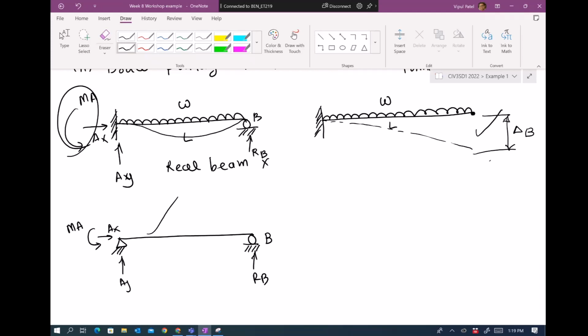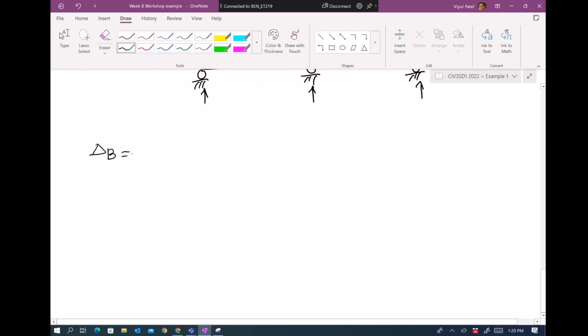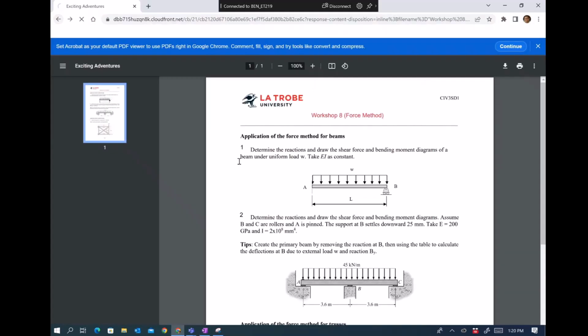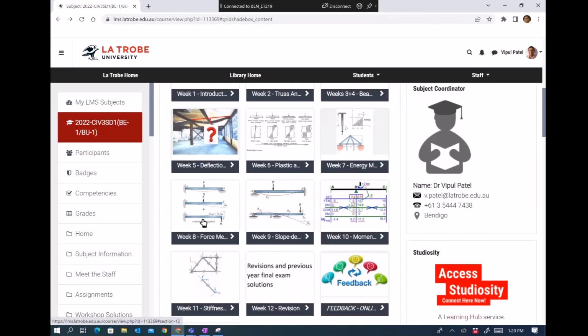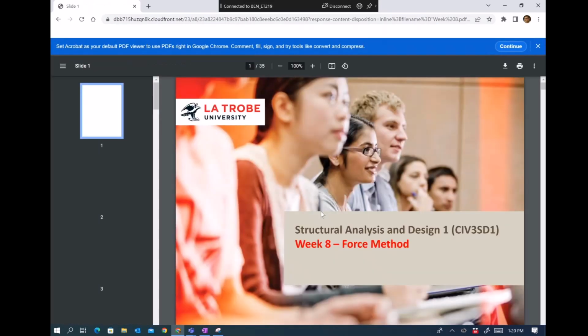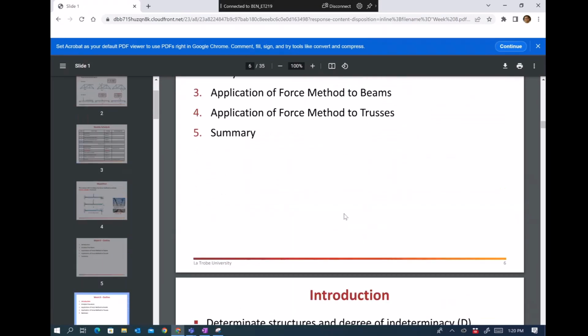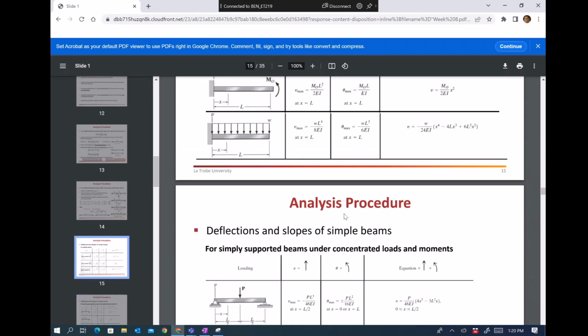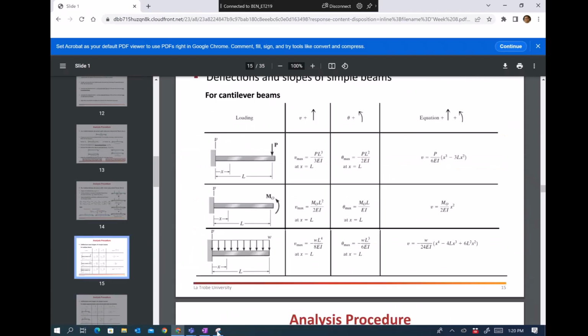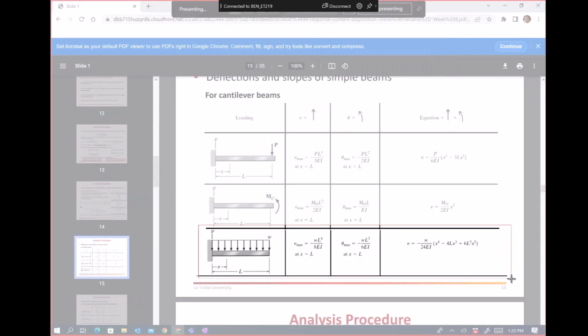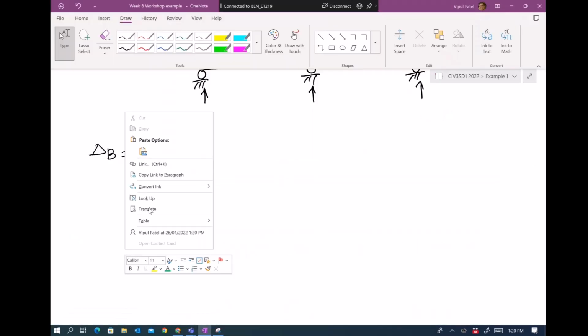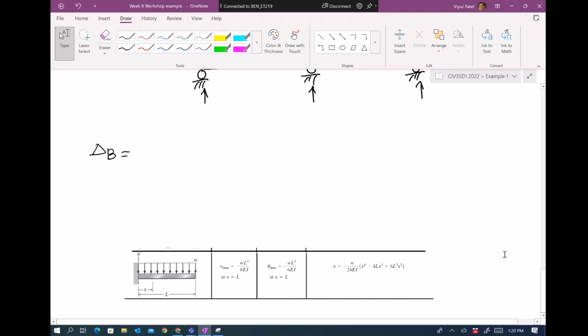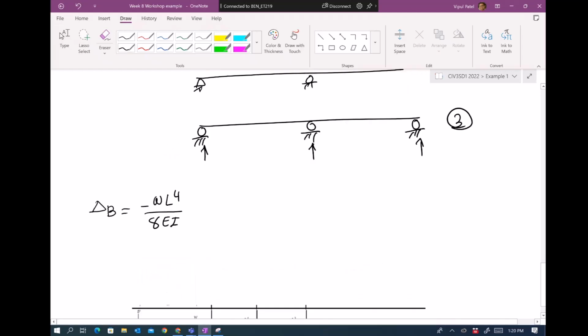And there is a virtual work method. In week number 7, we learned virtual work method to find the deflection in the beam. So we can use the virtual work method, or we can use straight away the table in our lecture notes. Week 8 lecture notes, and there is a table that will give you the deflection straight away. Uniformly distributed load cantilever here. So here you go. We need to find the maximum deflection. So minus W L to the power 4 over 8 EI. Why I put minus? Because it's downwards. So therefore I put the minus sign. All right. So everyone okay with that? So first we find the deflection delta B.